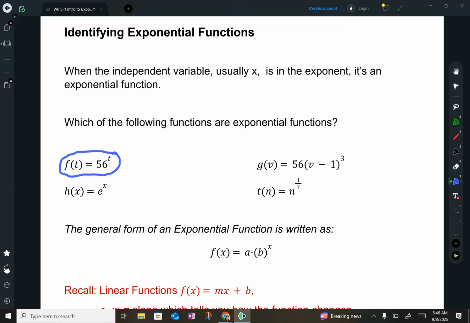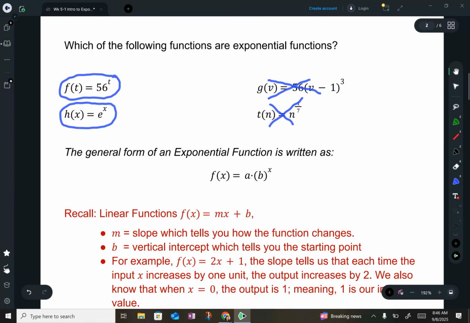Looking at g of v equals 56 v minus 1 to the 3, we actually have a constant, a 3, in the exponent, so that is not an exponential function. H of x equals e to the x is, because e is just a number, we're going to work on e in this section, and x is in the exponent, so yes. And finally, t of n equals n to the 1/7 is not, because 1/7 is in the exponent, not the n. So the general form of an exponential function is f of x equals a times b to the x.